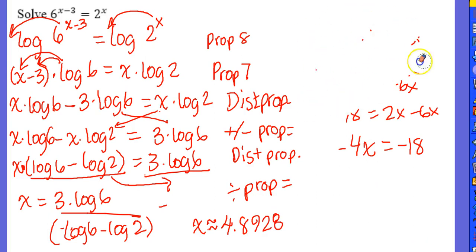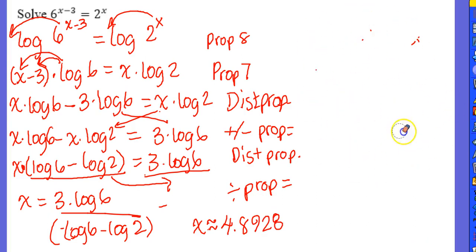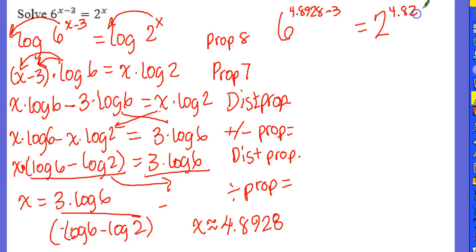So now we're going to check it to make sure it's correct, because you're not going to need me to know if you're right. You have the skills to check your work. So we'll plug that in. So that'll be 6 to the 4.8928 minus 3 should equal 2 to the 4.8928.